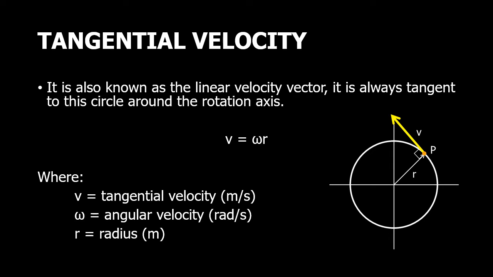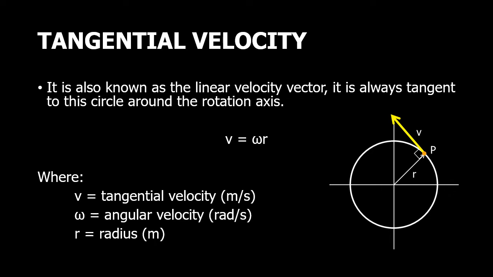So sabi dito, it is also known as the linear velocity vector. It is always tangent, as the name suggests, to the circle around the rotation axis. So kung titingnan natin yung figure, kung yung bilog is yung circular path na tinatahak ng object, we can draw a tangent line from a certain point called P, and that will serve as our linear velocity vector.